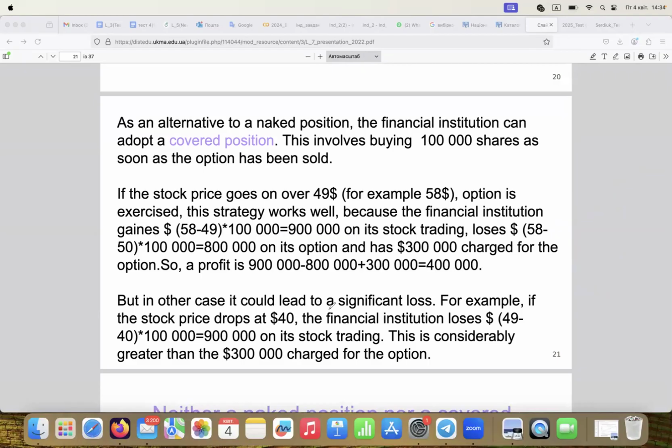About the second scenario. Maybe I draw. Today we have 49, you remember. And at the time to maturity, for example, it will be 40. So it's like this, 40. And K is 50.